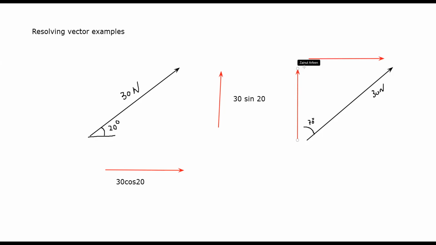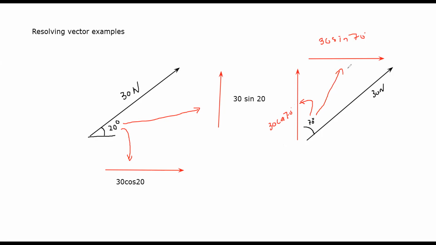In this case, the component which is against the angle is always written with sine. You can see the component which is against the angle is written with sine, and the one next to the angle is written with cos. So here it is making angle 70. So this will be 30 sin 70, and this will be 30 cos 70. So you have to check which angle is given.